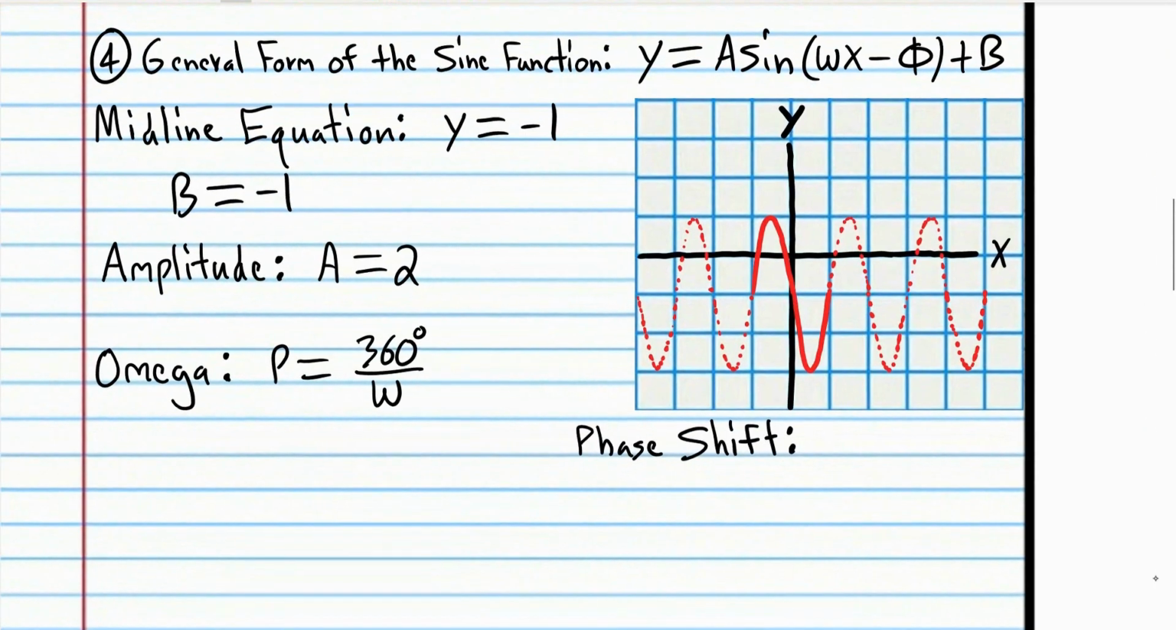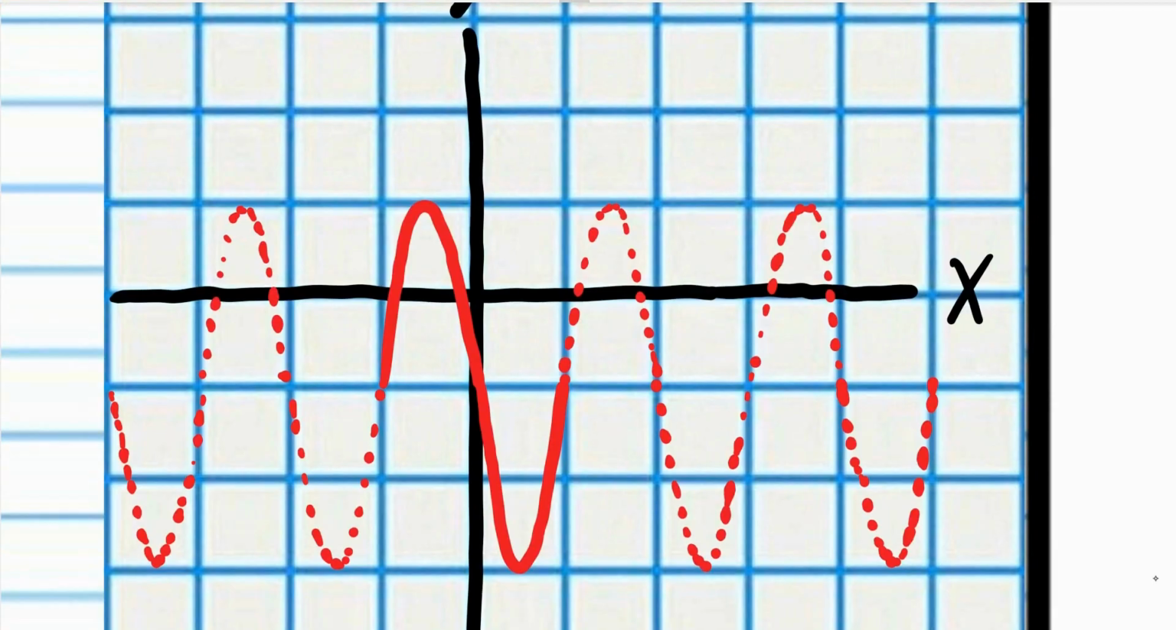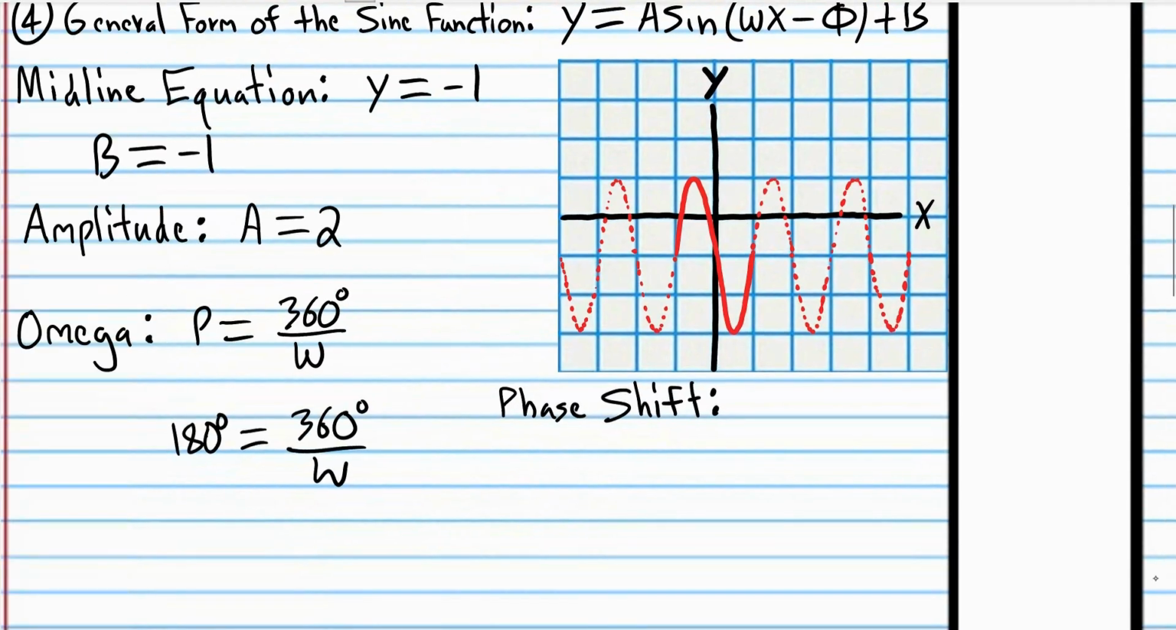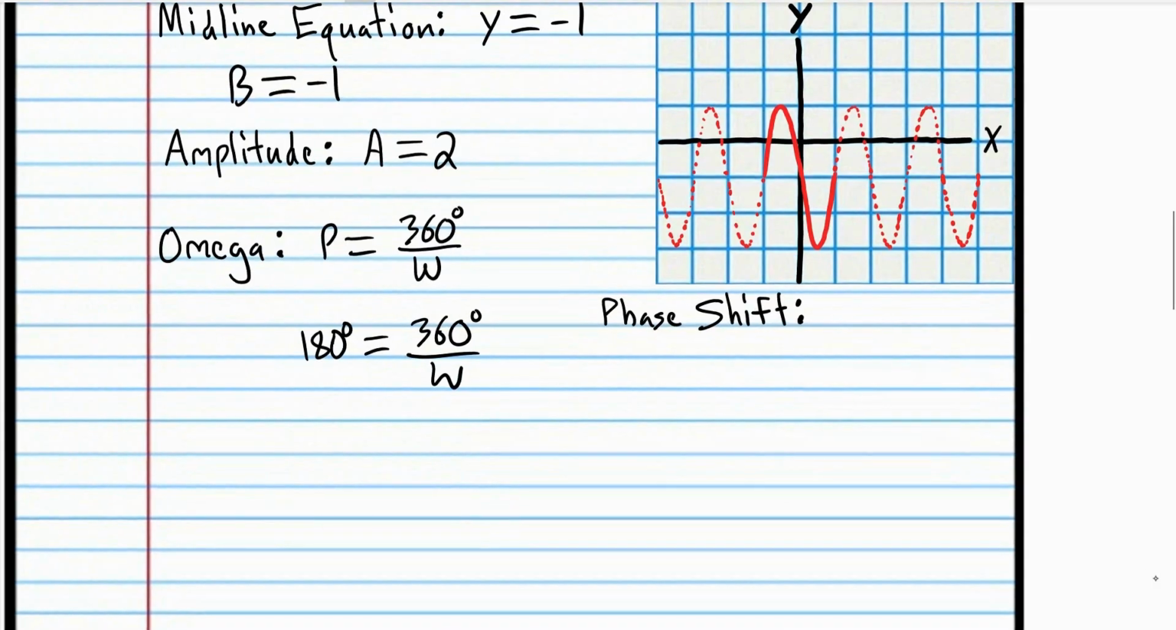So we have 2 boxes, so the period is 180 degrees horizontally. So again, that's the horizontal distance. 1, 2 boxes, so that's 90, and then 180 is the period. That's the horizontal distance before you have one complete cycle. Horizontal distance required for one complete cycle.